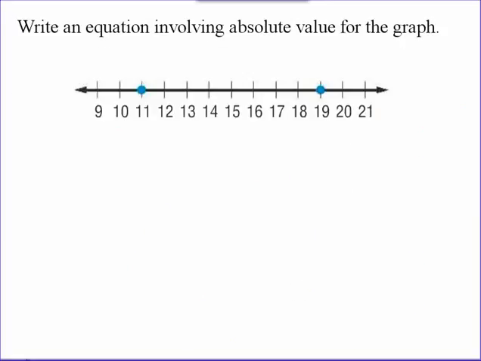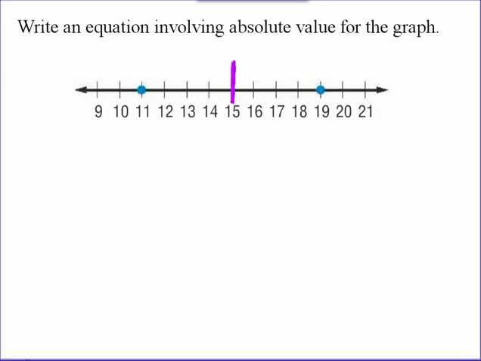So let's go ahead and look at this. It says, write an equation involving absolute value for the graph. Now, this was the second part of your assignment. Some of you got that far, and then you're like, oh, what do I do? So find the middle. That's the very first thing. We need to find the middle. So what's halfway in between 11 and 19? 15.